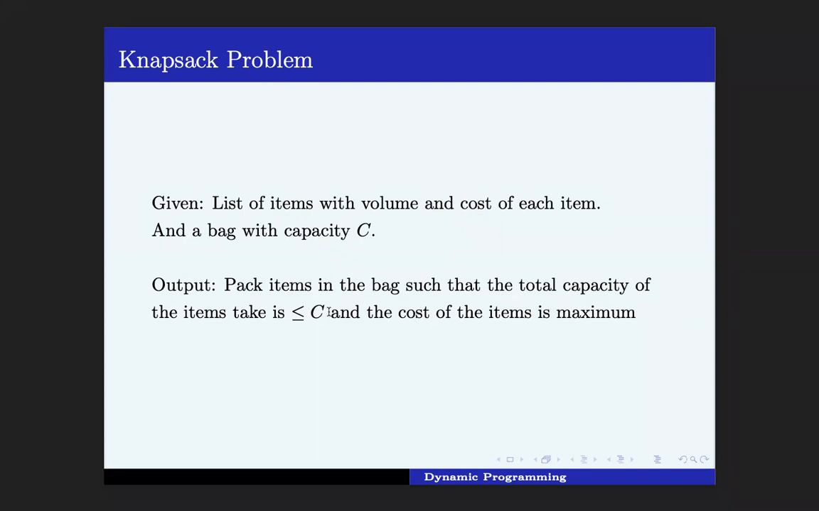What is the origin of this problem? This is a very, very important problem. I will tell you what. For example, a company has a certain amount of money. This is the amount of money that they want to invest for advertisement.